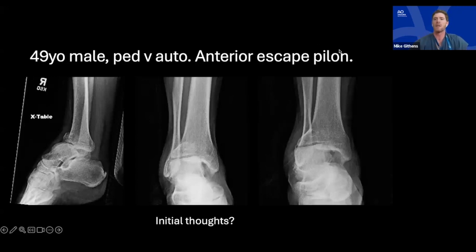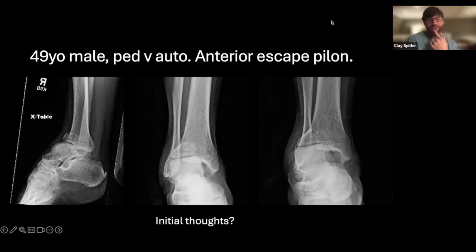So this is a 49-year-old male, pedestrian versus auto with an anterior scaped Pilon. So I'm going to engage both Milton and Clay on this. But Clay, I'll ask you first. So when you look at these, I'm going to present some atypical Pilons rather than going through sort of the bread and butter stuff. When you look at this, what are just a few initial thoughts that you have? What is your gut reaction? Anything that just sort of comes to the tip of your tongue?